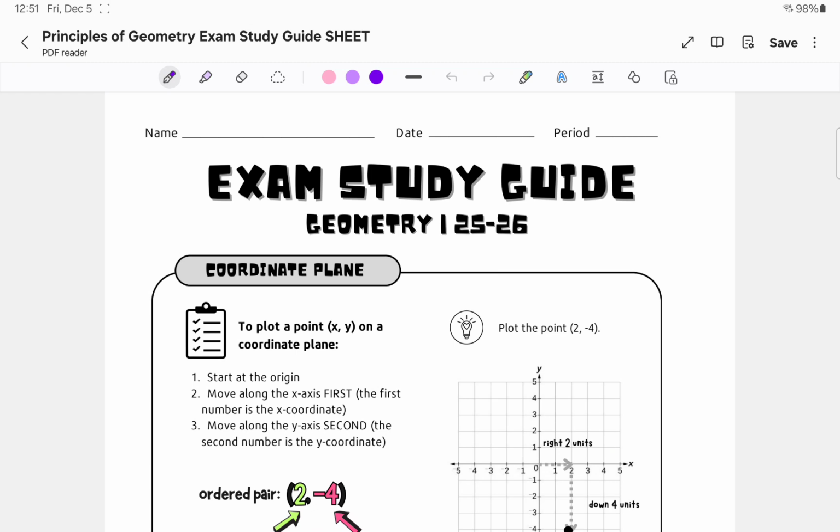I'm going to go over the first half of the study guide in this video, and I'll go over the second half in a part 2. So let's look at the first section of the exam, which is just coordinate plane.